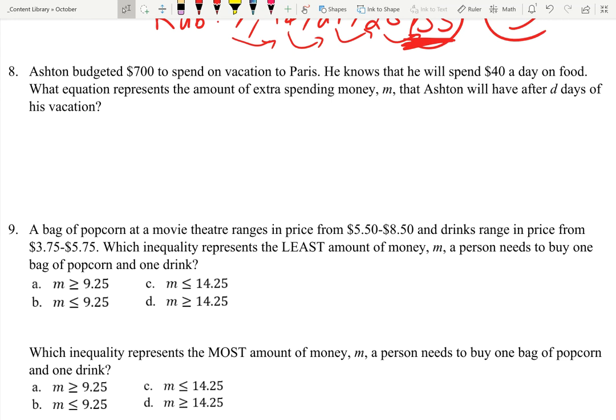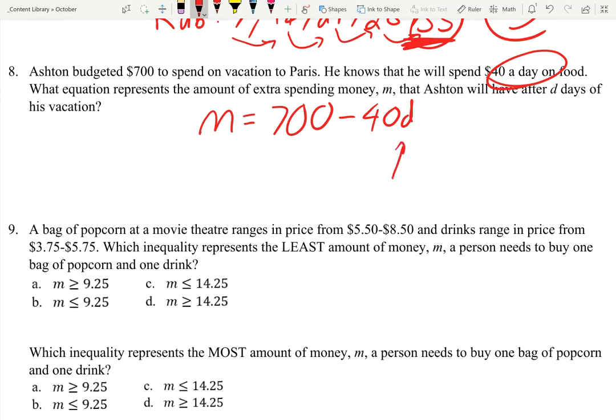So his extra spending money, M, we're going to start it like this. M, his extra spending money, is equal to, now he starts off with $700, right? But because he's spending $40 a day, he's going to lose $40 per day. And so however many days he's on vacation, we do 40 times that many days, because that's his total spending on food. Subtract that from 700, we could see what's left over.